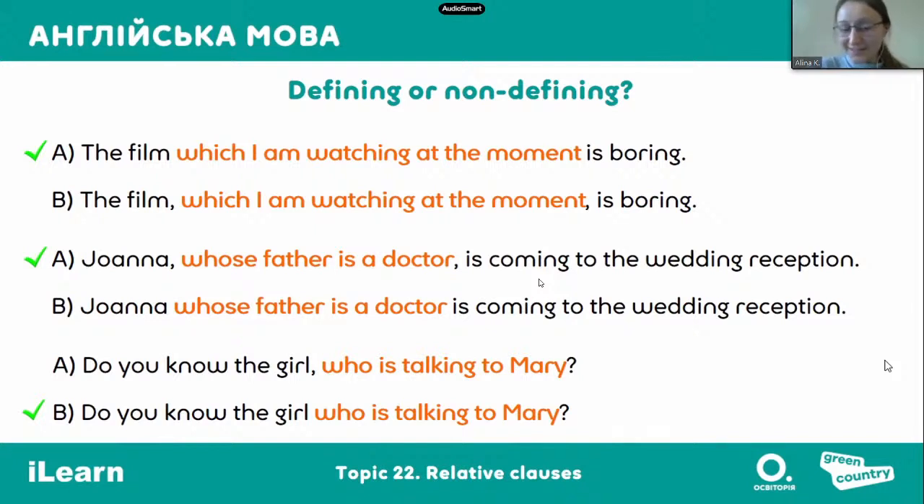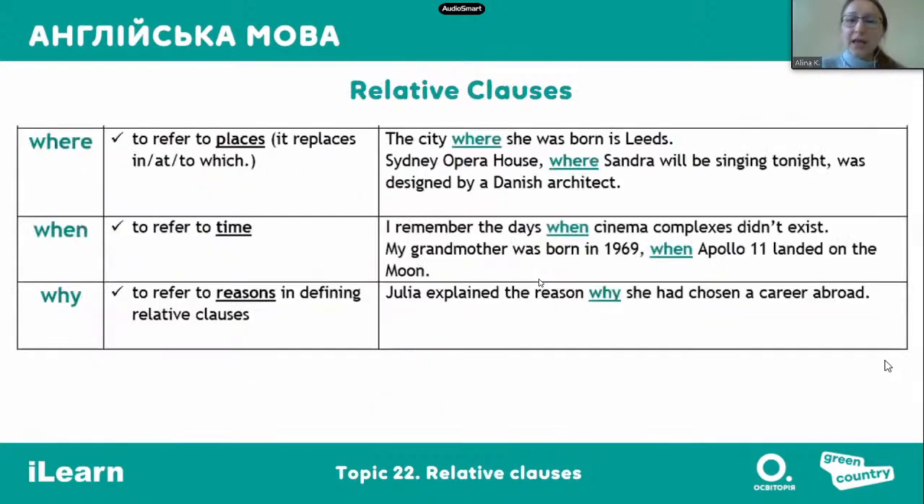Can we omit it or not? Just, can we omit it at all? Можемо ми повністю його випустити з цього речення чи ні? Can we omit it or not? Surely we cannot, because it's a subject, да? Бо після нього у нас йде is, дієслово, да? We cannot omit it. Great, guys.